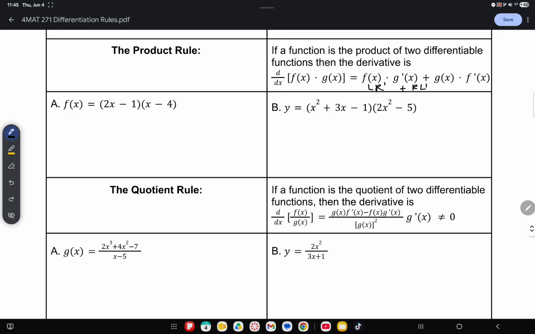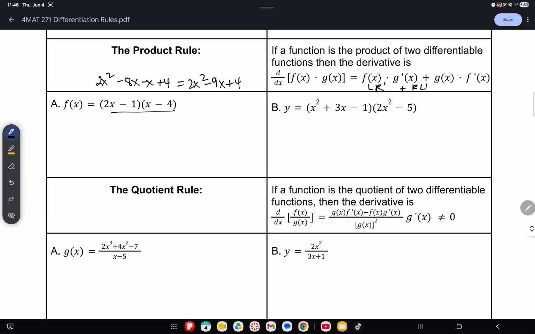Or you can have it as the sum of one function times the derivative of the other plus the other times the derivative of the first, which is a mouthful, and that's why I do left d right plus right d left. And we can potentially multiply functions out. Like I could multiply this out right here and make that 2x squared minus 8x minus x plus 4. Combine like terms.